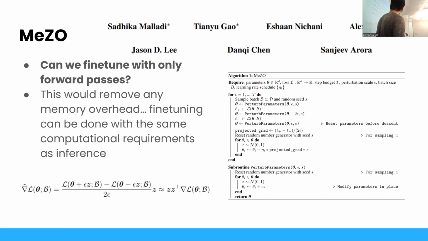And what they do is effectively they sample a random direction z, and then they perturb the weights a little bit on either side of z, and use that to create a pseudo gradient, and just follow that pseudo gradient, each time randomly picking a different z.